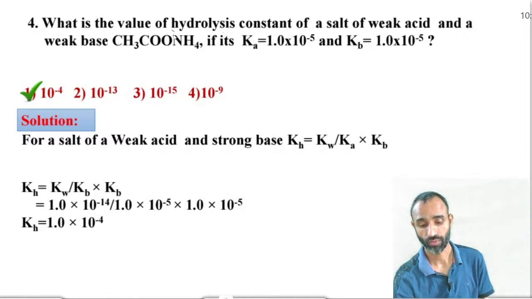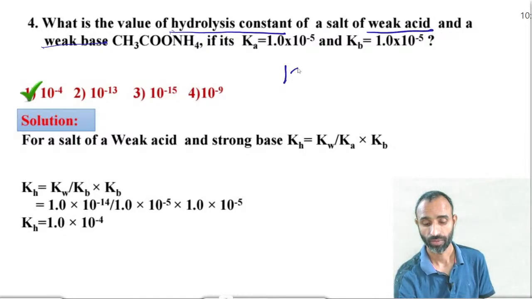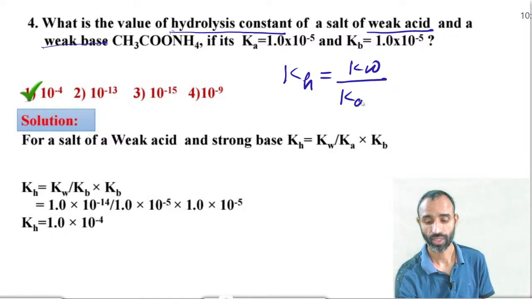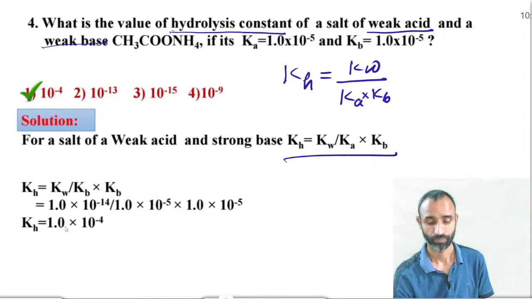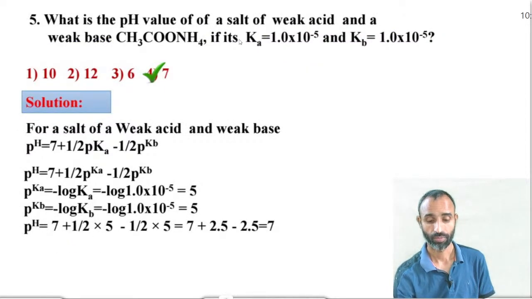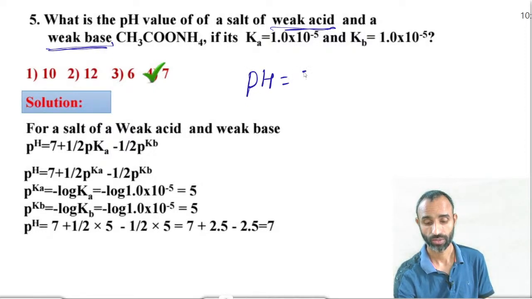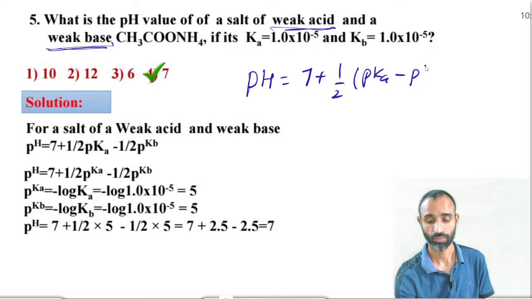Hydrolysis constant. What is the value of the hydrolysis constant of a salt of a weak acid and a weak base? Both are weak, so it is Kw divided by Ka into Kb. Now the pH of a weak acid, weak base salt. So what was its pH? 7 plus half of pKa minus pKb.